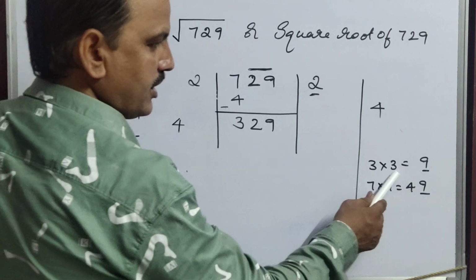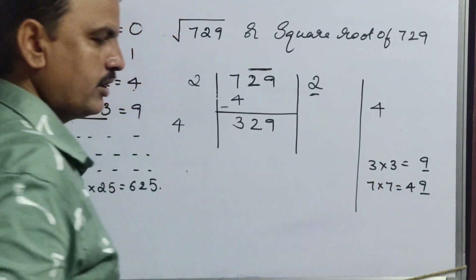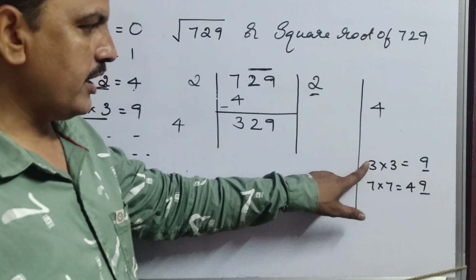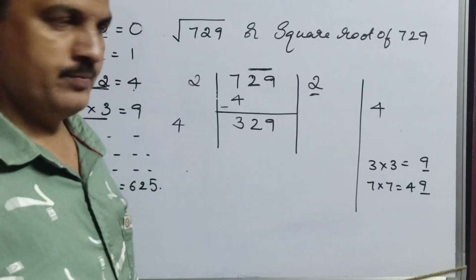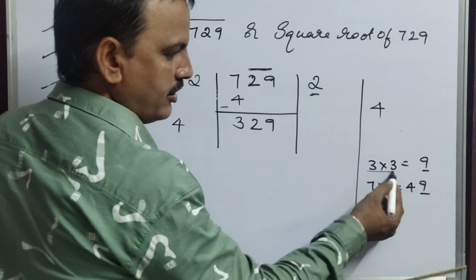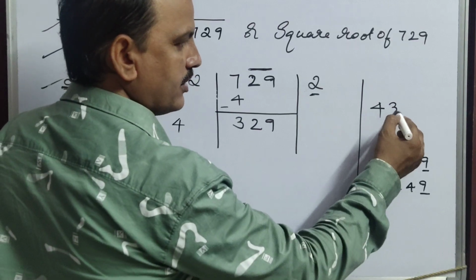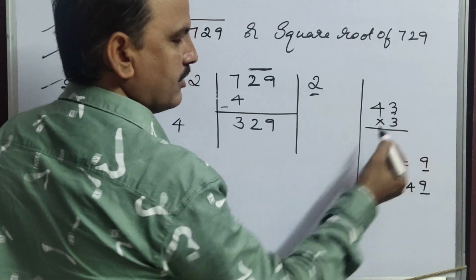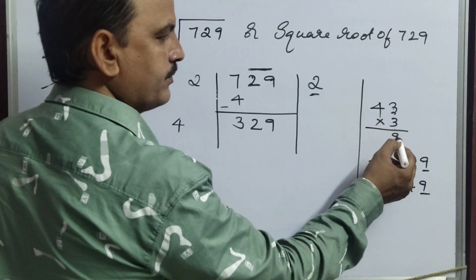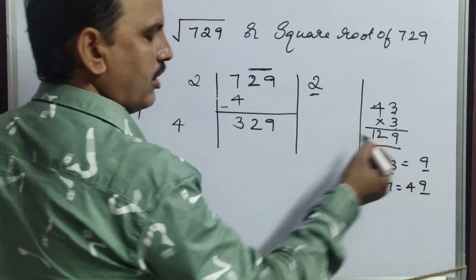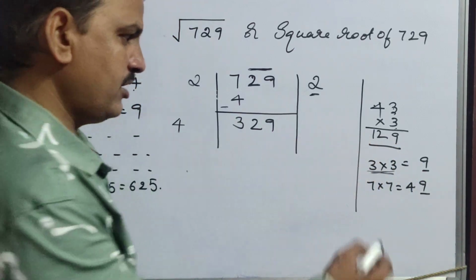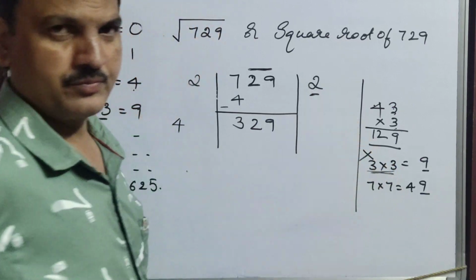So 3 3s are 9, 7 7s are 49. That means for the units place there are only 2 numbers, 3 3s and 7 7s. Now, 3 3s are 9. You take these 2 3s and write here 3 3. After 4, you write these 2 3s and multiply. 3 3s are 9. 3 4s are how much? 12. How much did you get? 129. But here how much? 329. That means 3 does not suit.